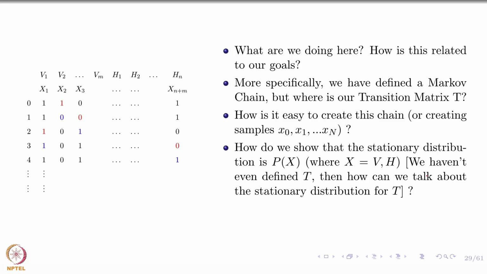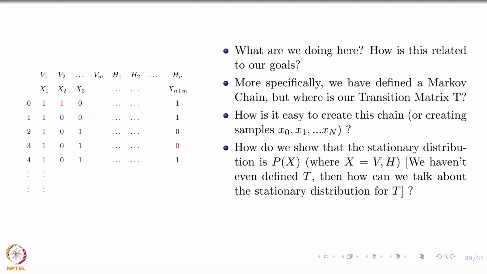And of course, I have not even shown you that the stationary distribution of this Markov chain is the distribution that we care about, right? I have not even told you what the transition matrix is, then the question of the stationary distribution does not even arise. So these are 3 questions that I need to answer. I need to tell you what the transition matrix is explicitly in this procedure. I need to show that it's easy to transition. That means it's easy to draw these samples x0, x1, x2 across these time steps.